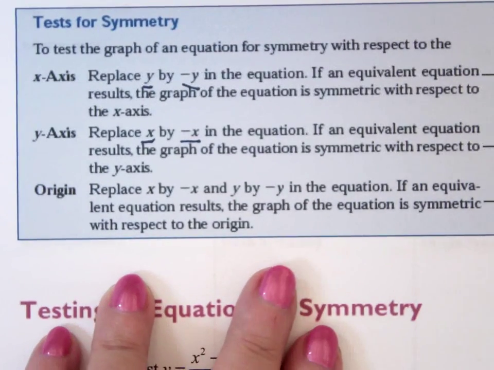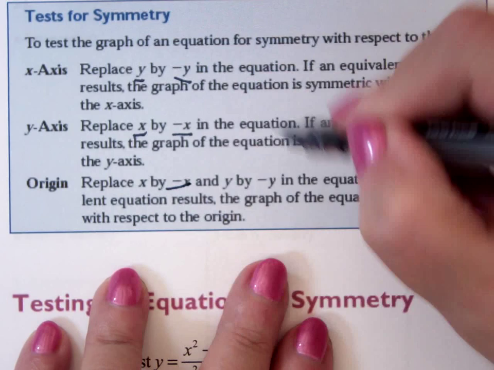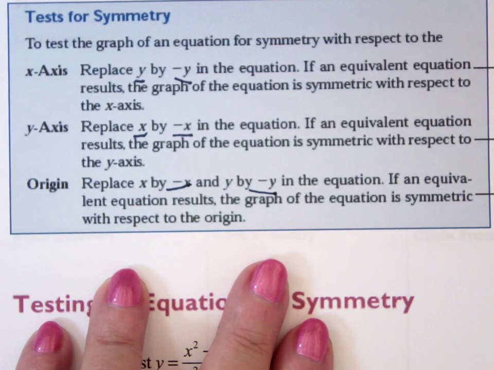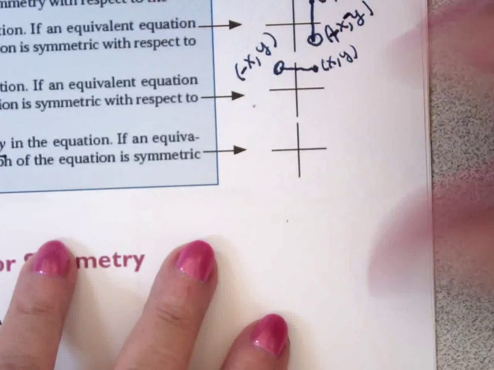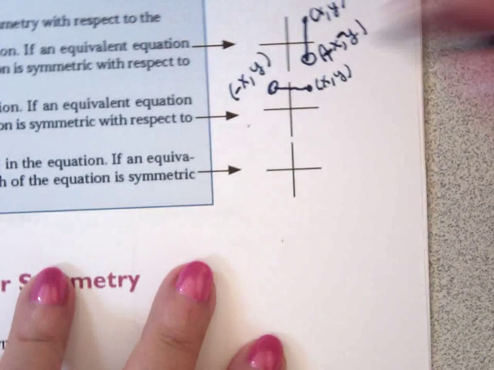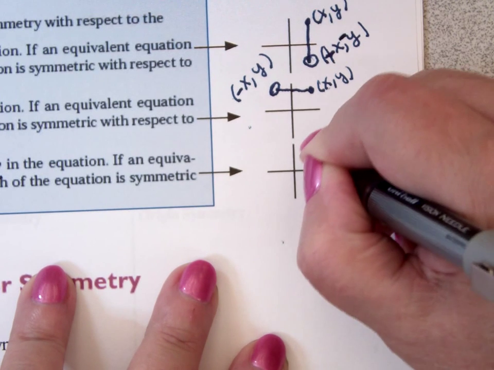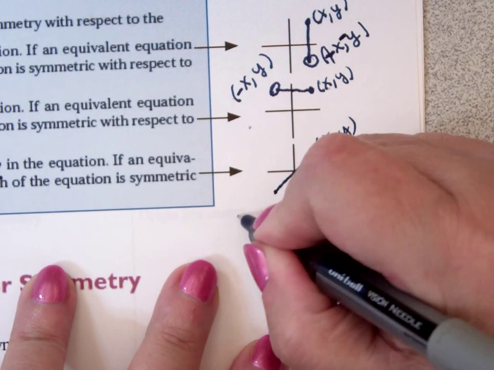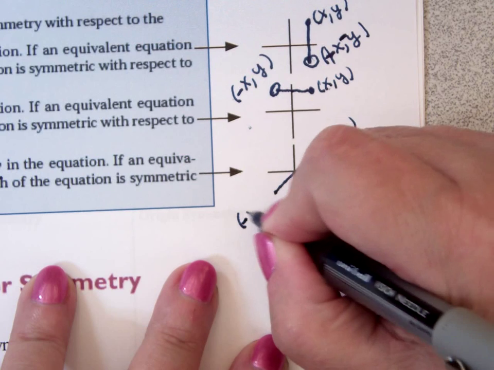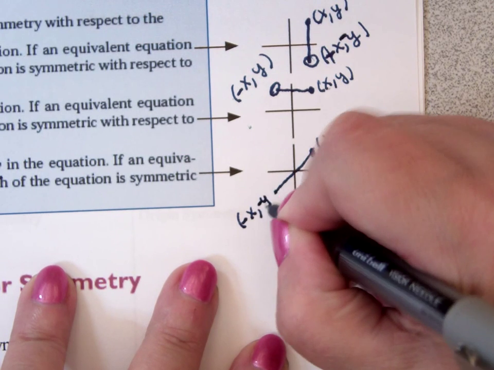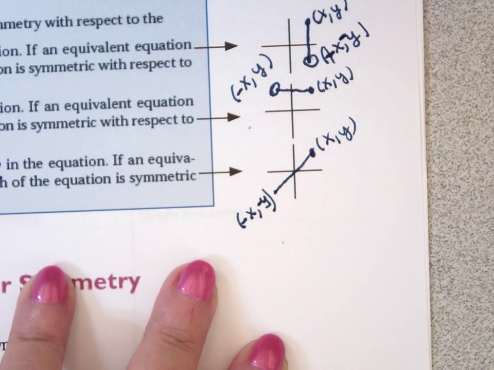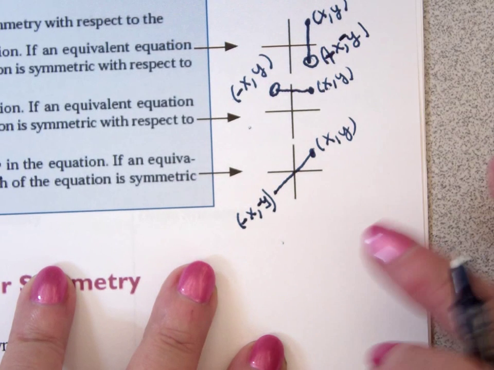Origin: replace x by minus x, y by minus y. If an equivalent equation results, the graph is symmetric with respect to the origin. So again, I have my axis. I draw my picture. This is x, y. I go through the origin, and his symmetric mate is minus x, minus y. That's going to be my replacement.